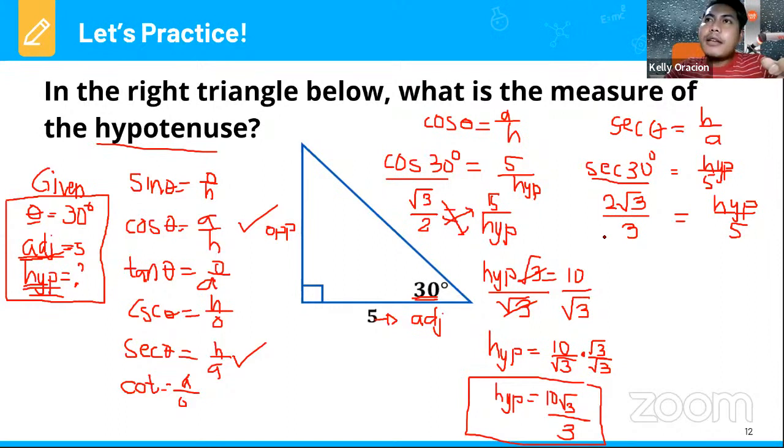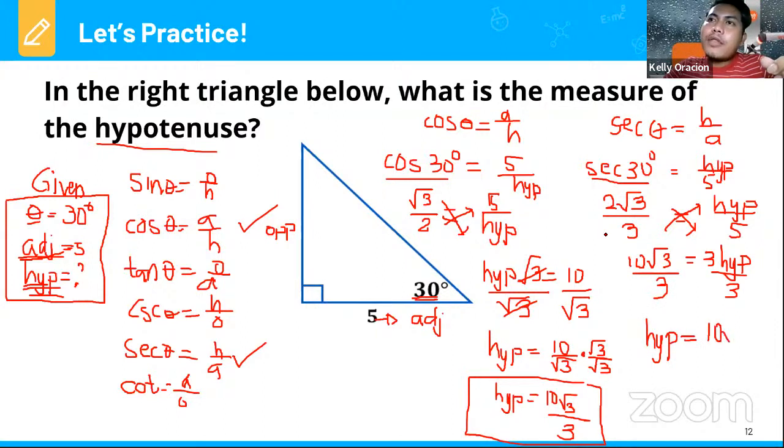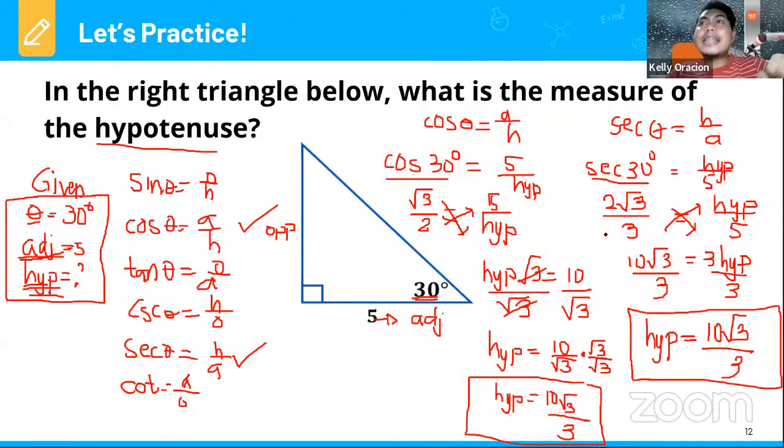Then cross multiply. That's 10 square root of 3 is equal to 3 hypotenuse. Divide both sides by 3. So hypotenuse is 10 square root of 3 over 3. O, di ba? Parehas lang sila ng answer. They are just the same. Iba yung trigonometric ratio na ginamit, but we have arrived at the same answer.